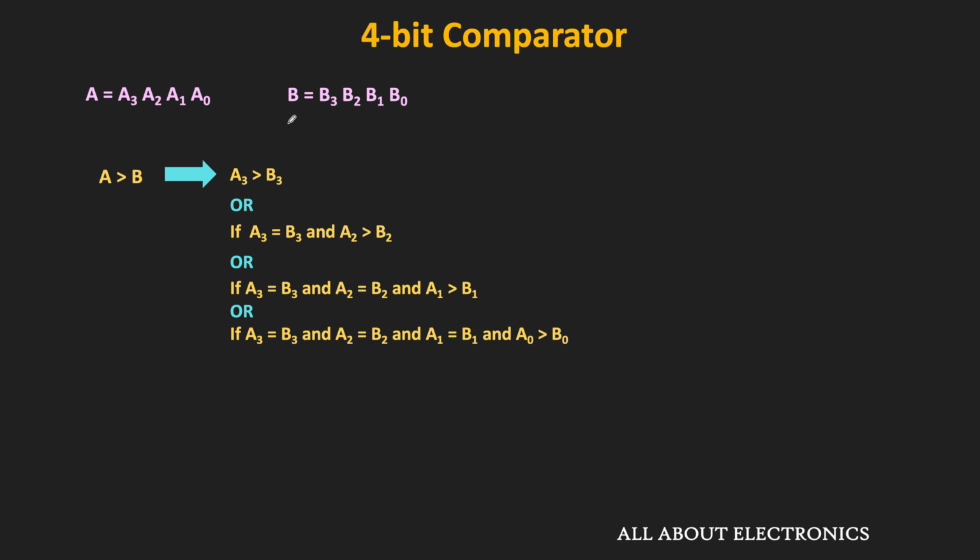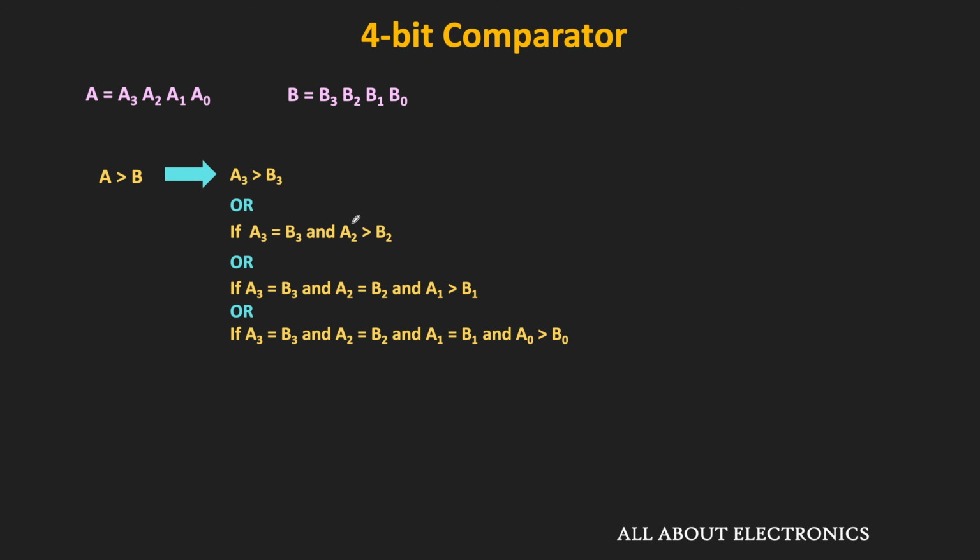Now it might happen that starting from the MSB, the first two bits of the two numbers are equal. In that case, we should compare the next higher bit. While comparing, if A1 is greater than B1, then we can say that the number A is greater than B. And in the last case, it might happen that starting from the MSB, the first three bits of the two numbers are equal. In that case, we should compare the LSBs of the two numbers. If A0 is greater than B0, then we can say that the number A is greater than B.